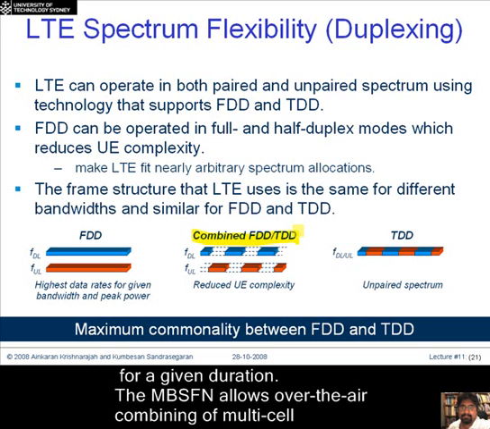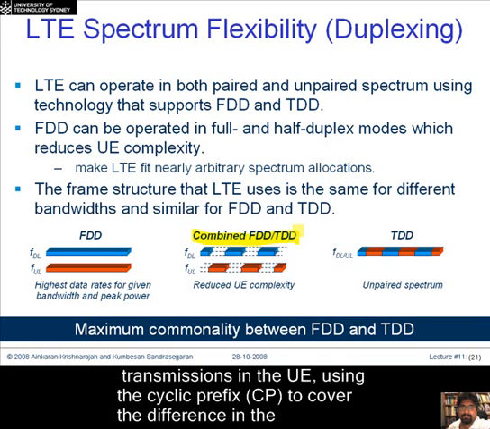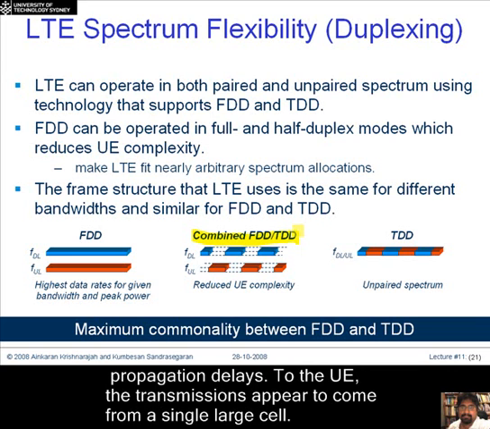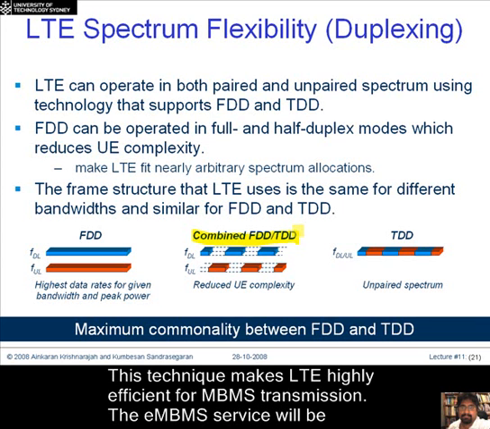Now, the other thing that they have made for the ease of moving between FDD and TDD, they have made sure that the frame structure that is used is the same for different bandwidths and similar for FDD and TDD. So whatever bandwidth that you have, whether you have the 1.4 or the 3 or the 20 megahertz bandwidth, or whether you're using FDD or TDD, the LTE uses the exact same frame structure.